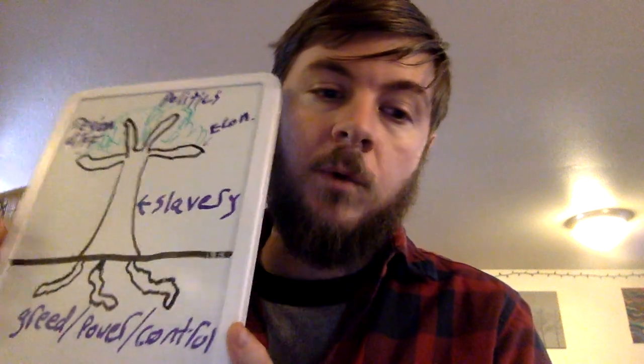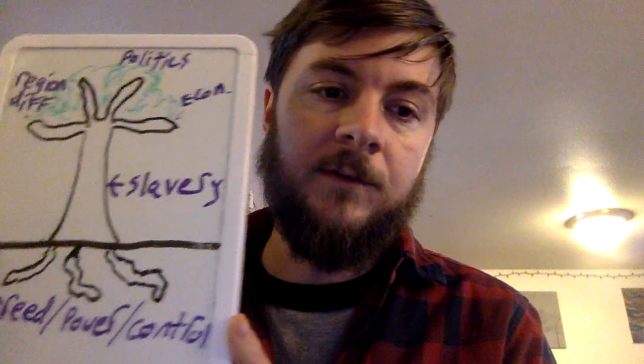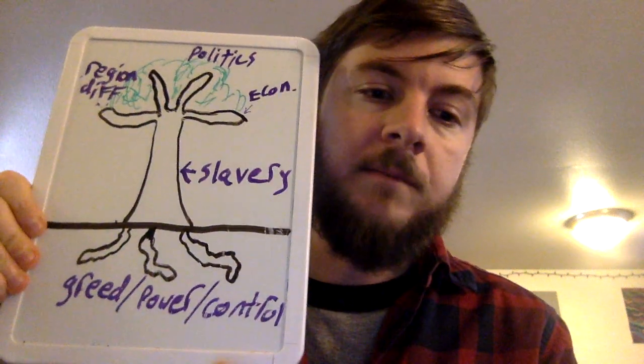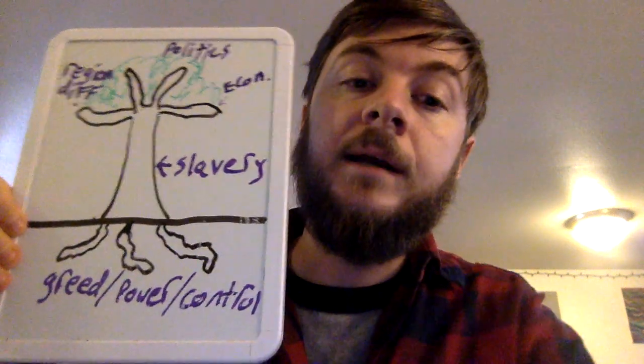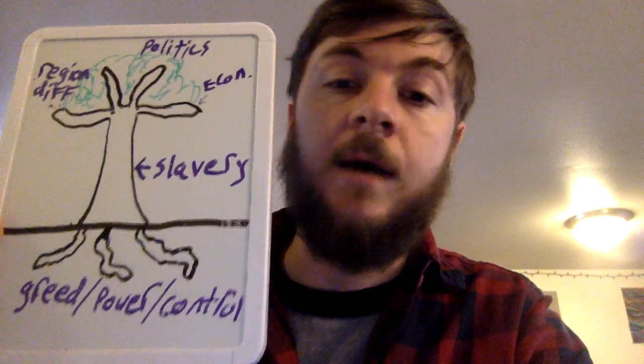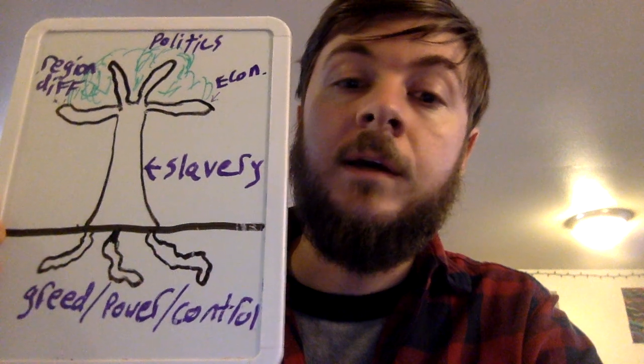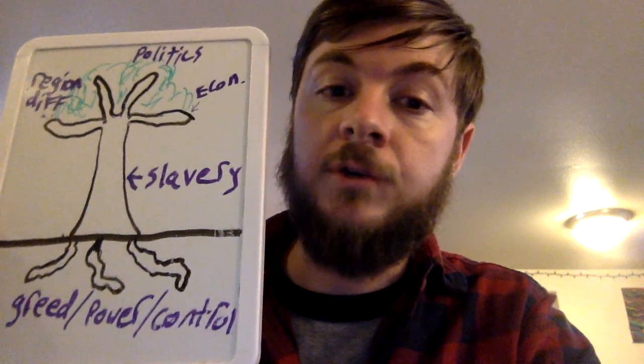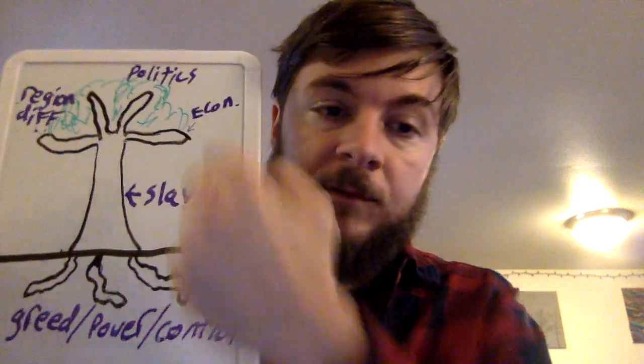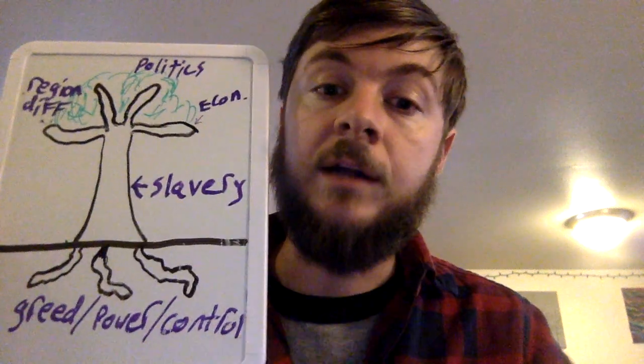The roots or foundation of this tree of slavery are greed, power, and control. People wanted to be able to be rich and powerful, and they used slavery, putting people in chains, in order to get this power and control. So our tree here is slavery with the roots of greed, power, and control.